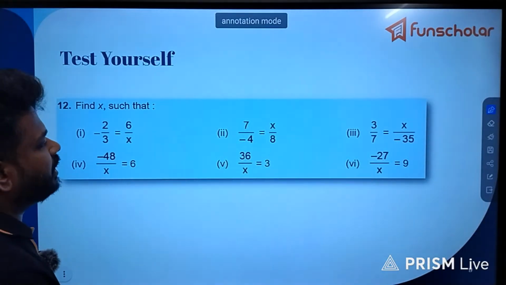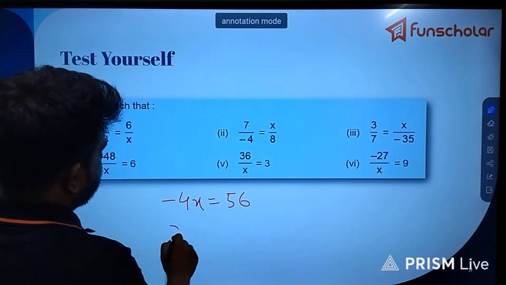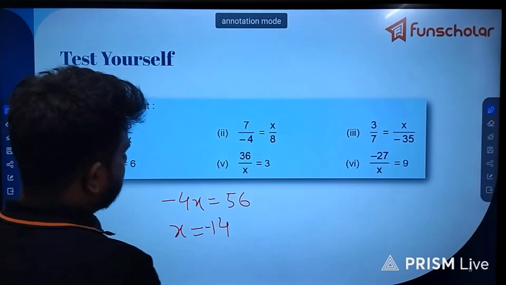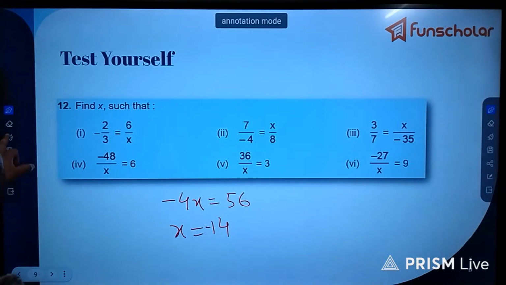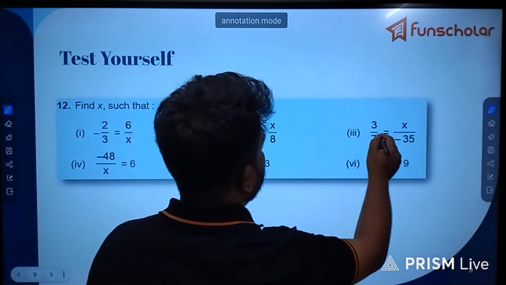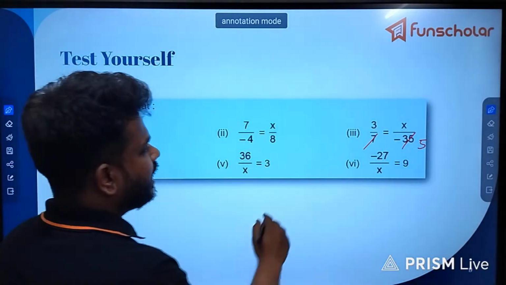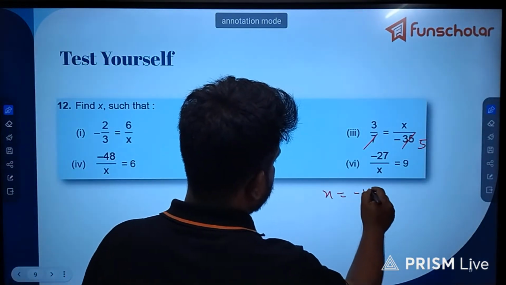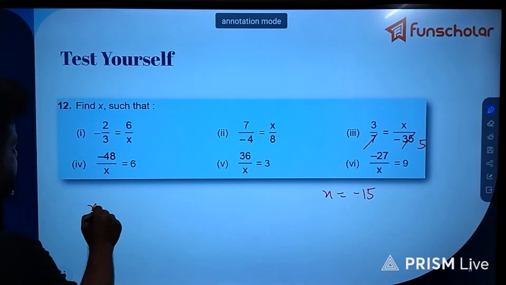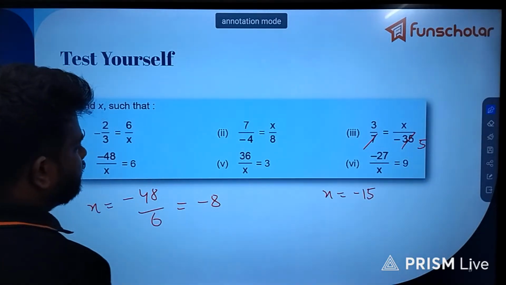The next one can be done similarly. It will be minus 4x equals 56. So x equals minus 14. Done. The third one is similar to this. We can also cancel it out by writing this as 5. So x equals minus 15. Okay, the fourth one is x equals minus 48 by 6. It will be minus 8.